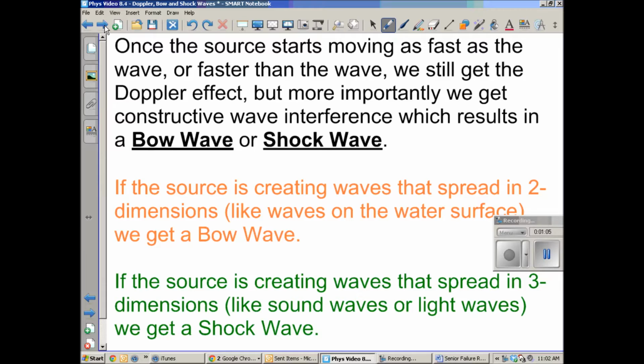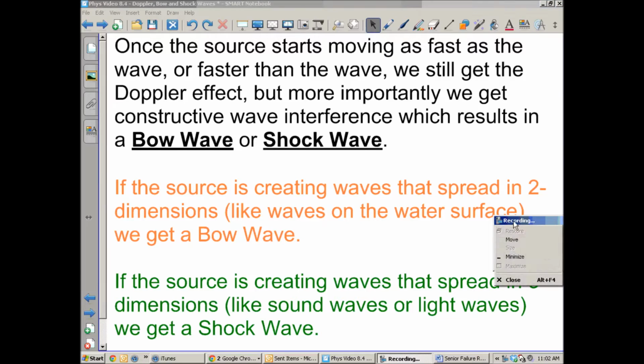All right, so what happens is you still get the Doppler effect. It gets a little bit more complicated because your circles are overlapping. But more importantly, you get constructive interference. The waves are going to start to overlap once the source starts moving at least as fast as the wave, and it creates what are called shock waves and bow waves.